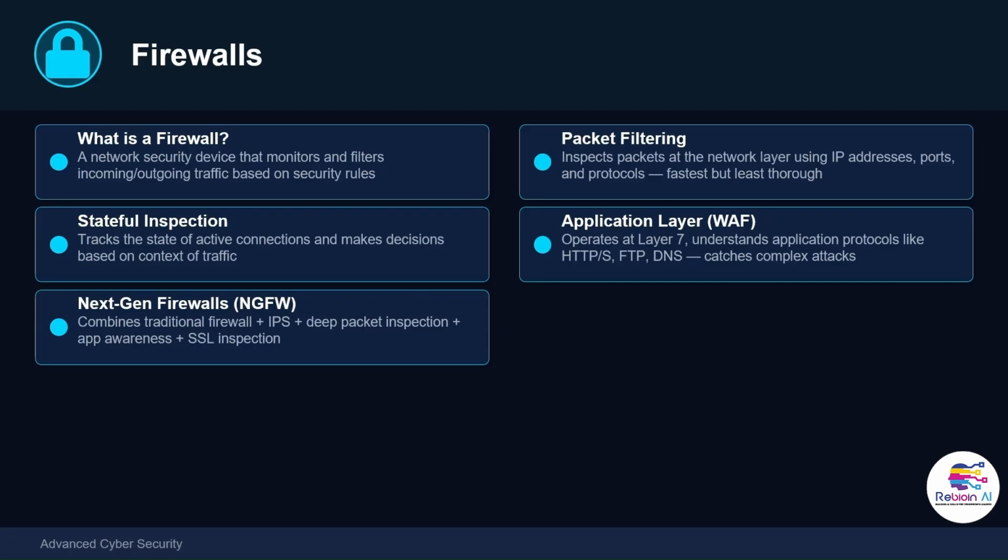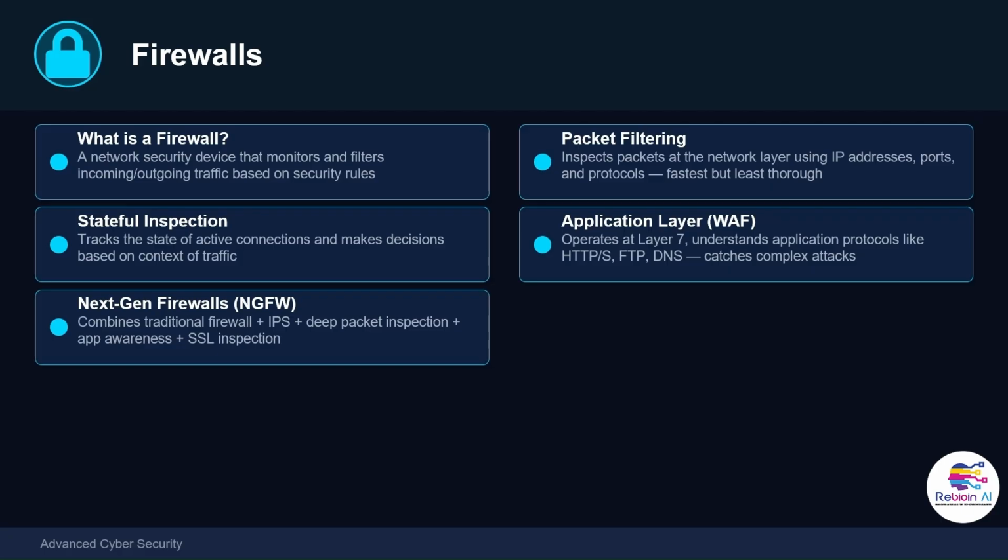Application layer firewall, or WAF. This bouncer reads your entire conversation. He doesn't just care who you are, he cares what you are saying. So if someone says DROP TABLE users, a SQL injection attack, he stops it even if that person had a valid invitation. Next-gen firewalls combine all of this plus more: threat intelligence, SSL inspection, deep packet inspection. Think of it like airport security at a VIP terminal.